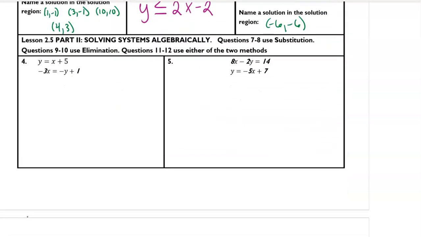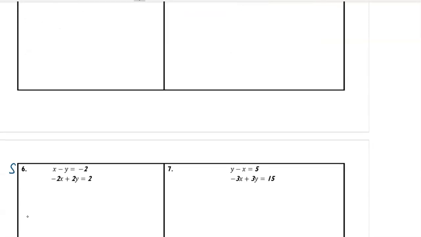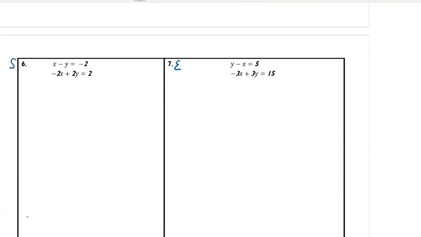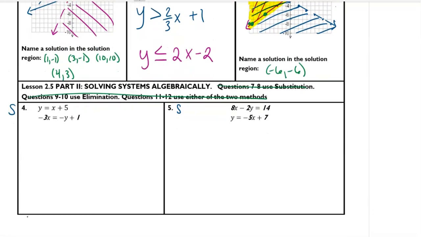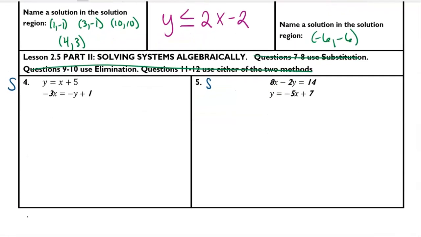All right, moving down here, the directions are a little confusing because we don't have that many problems for this section, but just go ahead and use 4, 5, and 6 as substitution, and then 7, 8, and 9 as elimination. So number 4, substitution.